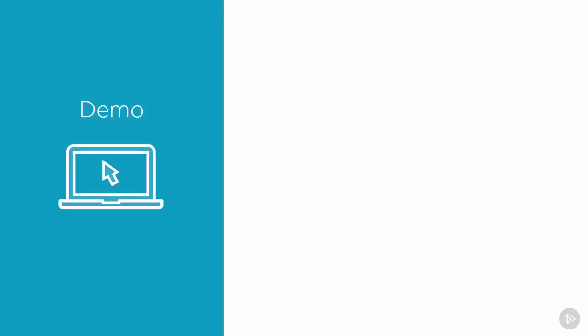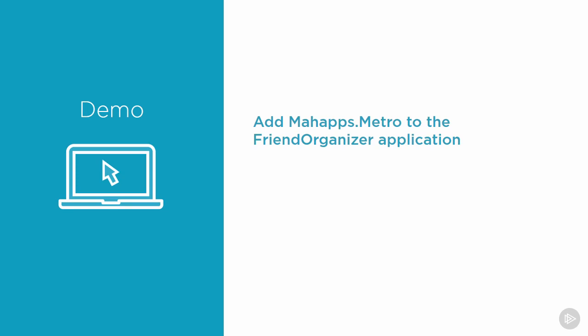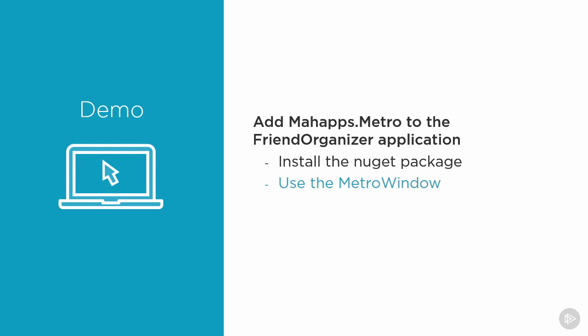In this demonstration, you will learn how you can add the MAAPS Metro UI toolkit to the Friend Organizer application. The MAAPS Metro library is available as a NuGet package, so we will install the NuGet package and then you learn how to use the Metro window that comes with MAAPS Metro. Beside the MAAPS Metro window, we also need to add the MAAPS Metro styles so that we get the modern look in the Friend Organizer application. Now let's switch to Visual Studio.